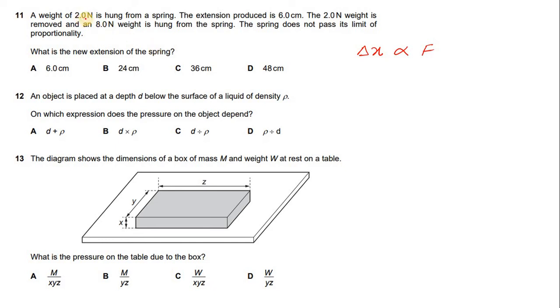Before, you had a 2 Newton force and you had extension of 6. Now 2 Newton force is replaced with 8 Newton. So what are you doing? You are making the force 4 times. So force becomes 4 times, so extension must be 4 times. That means 6 times 4 is 24. So 24 will be your extension.